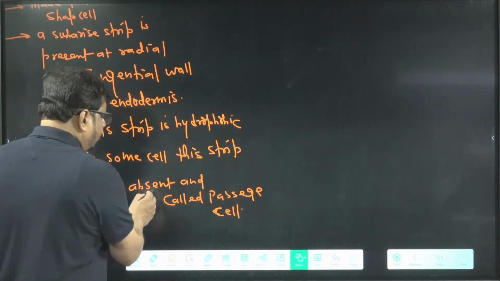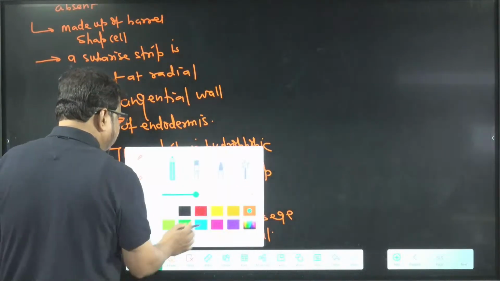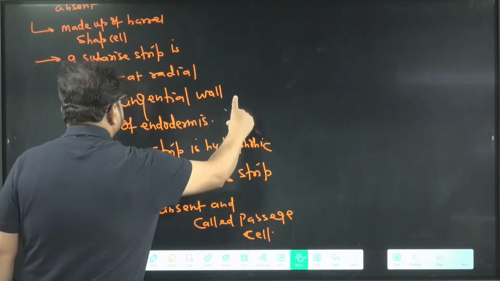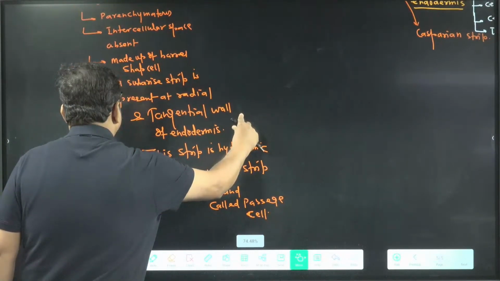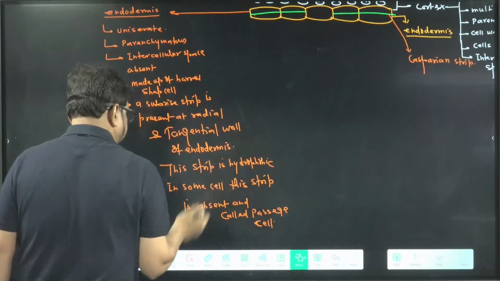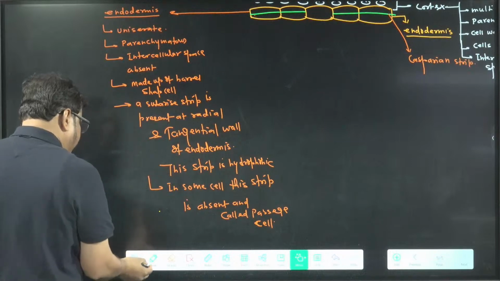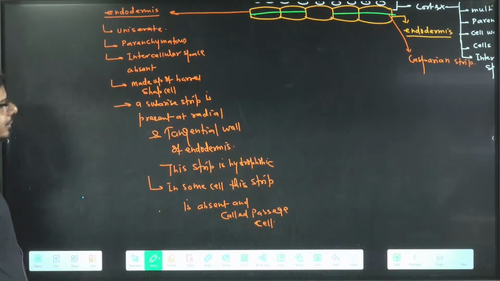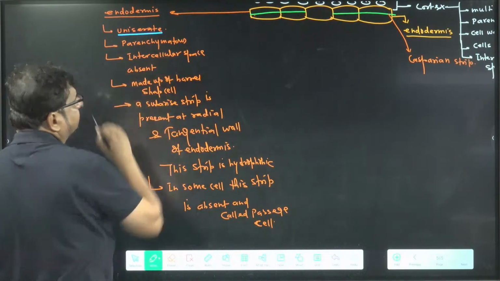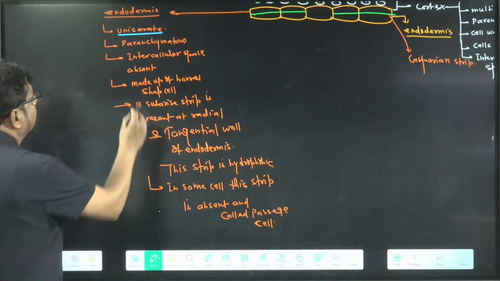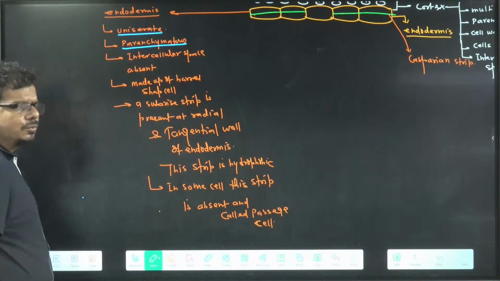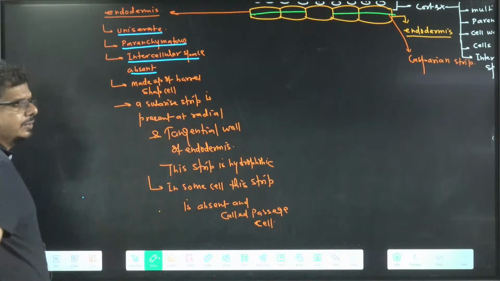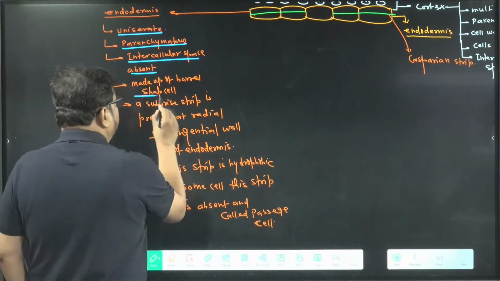So these are the things I wrote about endodermis. Have a look at what I wrote. These are the information I have written about endodermis. The very first information I have given you is that this endodermis is uniserate, made up of a single layer. It is made up of parenchyma type of tissue, parenchymatous. Intercellular space is absent in endodermis. It is made up of barrel shape cells.